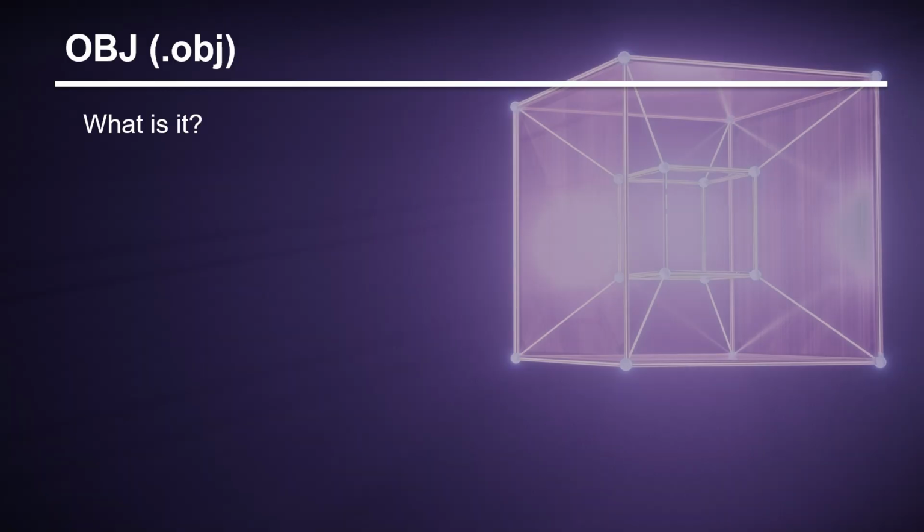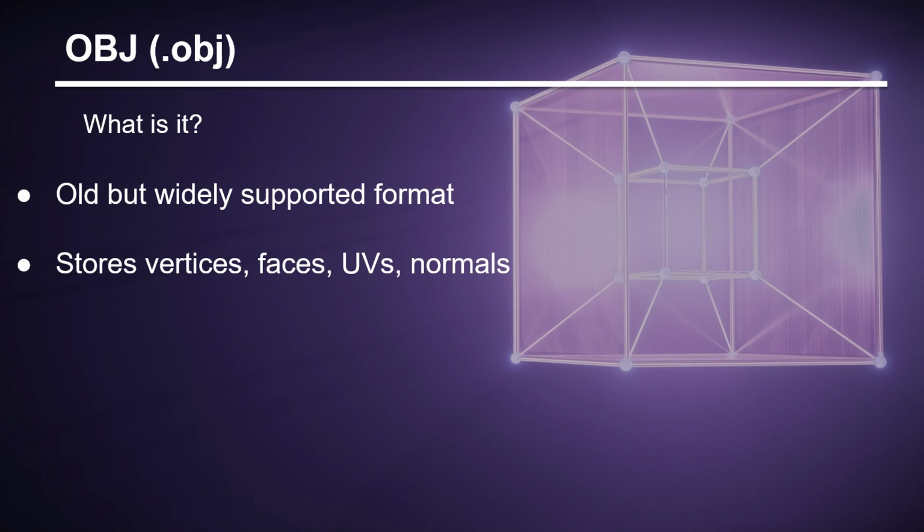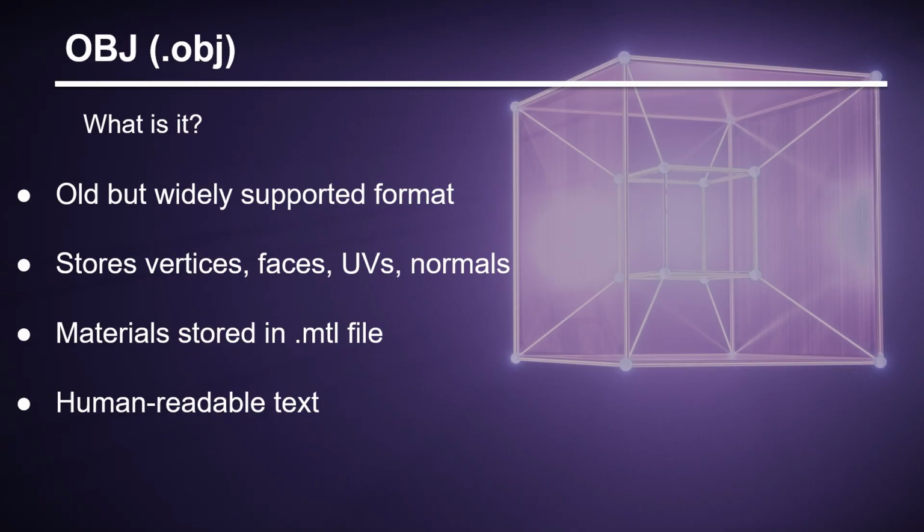So, what is it? OBJ is one of the oldest and most widely supported 3D formats. It stores vertices, faces, UVs, and normals. The materials live in a separate .mtl file, and the text file is human readable.